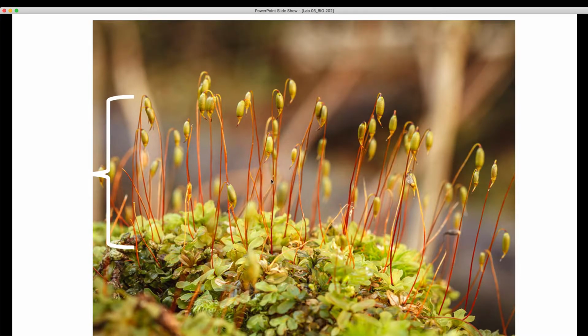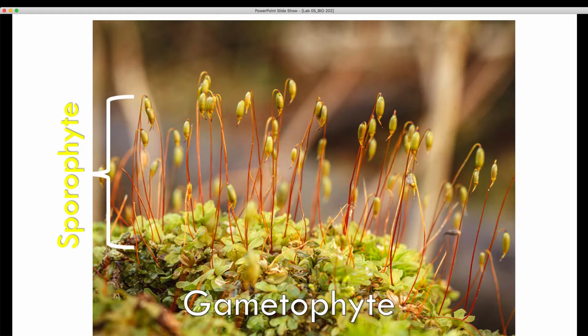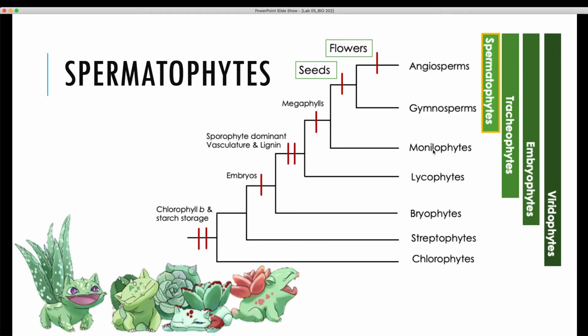All right, so when we're looking at a bryophyte or a moss, don't forget the top part up here is the sporophyte, okay? And the bottom leafy green section is the gametophyte. Remember that bryophytes, including the liverworts, so the Bryophyta and Marchantiophyta, are gametophyte dominant, right? All right, so today's material, we're going to discuss spermatophytes.